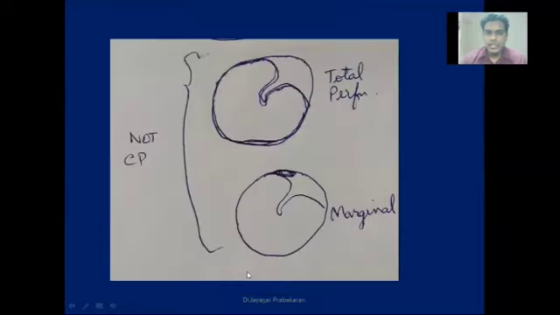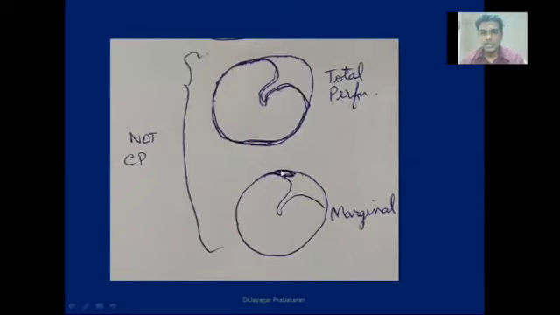Okay. And next is total perforation and marginal perforation. Total perforation is one that involves even the annulus in the pars tensa. So this does not follow the definition of central perforation, because a central perforation should be in the pars tensa, agreed, but it is not surrounded by pars tensa. It is involving the annulus also. So total perforation is strictly not a central perforation, and even marginal perforation could be either in the attic region or in the pars tensa region. It is in the marginal area, so it is not surrounded on all sides by pars tensa, so it is not strictly a central perforation.